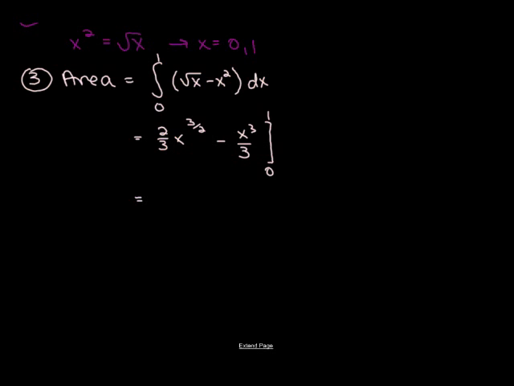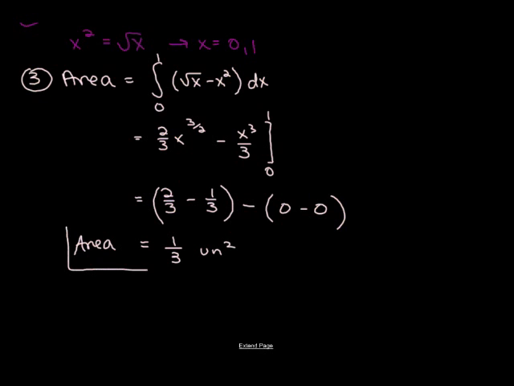And now we go ahead and make our substitutions. So from this we get 2/3, and then we plug in 0 and we get 0 minus 0. Okay, so for our final answer, the area bounded between the two curves is 1/3, and that'll be units squared.